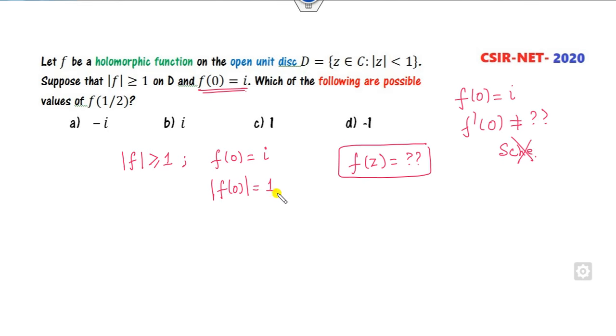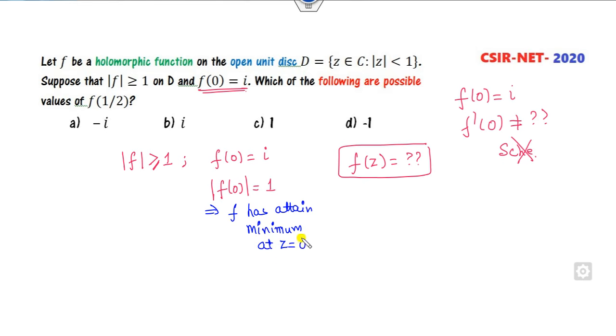which is 1, and 1 is my here. What is the meaning of that? It means f has attained 1, that is a greater than, so it means it's a minimum value at z is equal to 0. Fine.